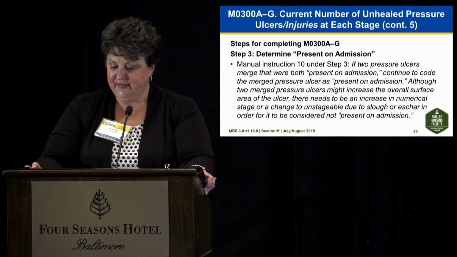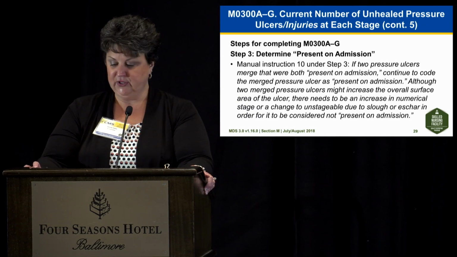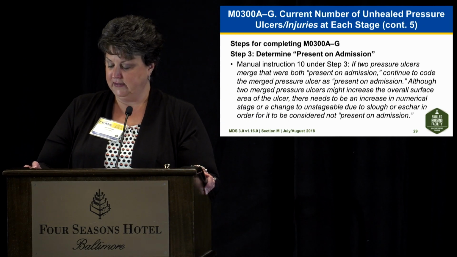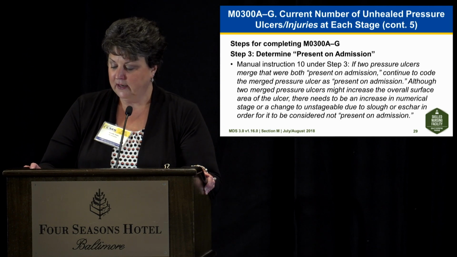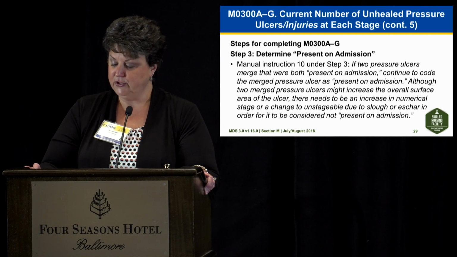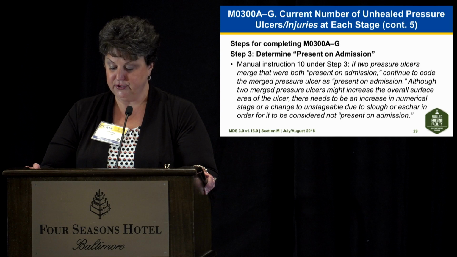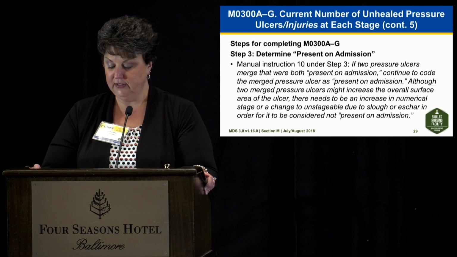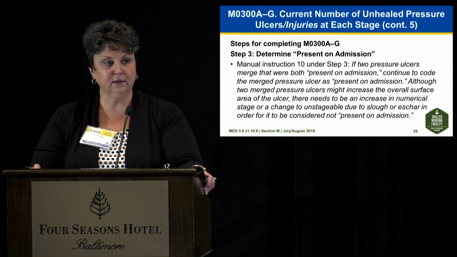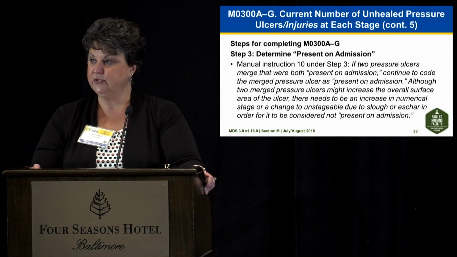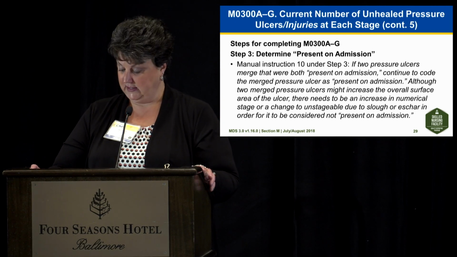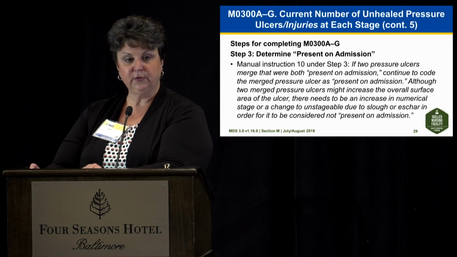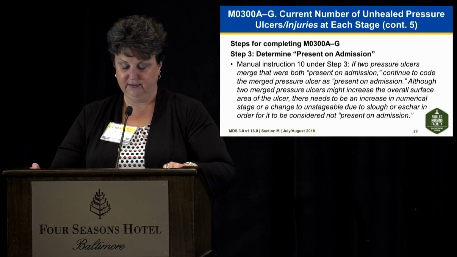Similarly, this tip is not a new tip, it was just moved, and that is instruction 10 under step 3 that addresses when 2 pressure ulcers merge. In the case of 2 pressure ulcers that were present on admission merging, continue to count the single larger ulcer as present on admission unless it increases in stage or becomes unstageable due to slough or eschar. So again, nothing new with that.